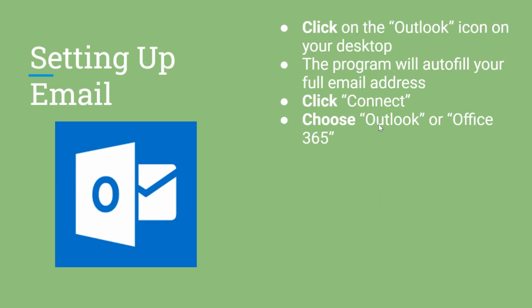Here's a little bit of information about setting up your email. Everyone's desktop should have an icon that says Outlook on it. The program will autofill your full email address after you click on it. You'll then click Connect and you'll choose Outlook or Office 365. This enables you to access your email account from the desktop icon.